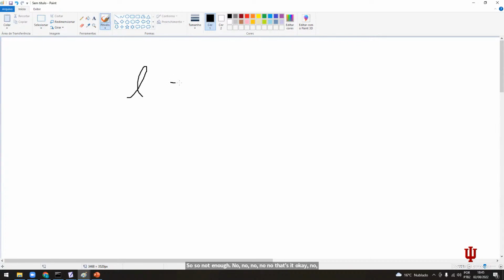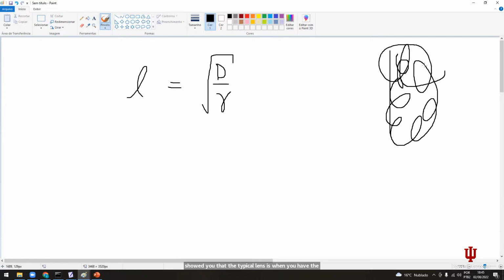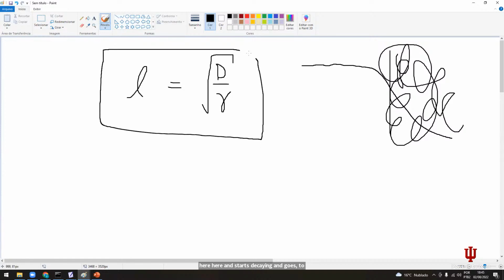Now I will really quickly demonstrate one more for you. I will demonstrate the typical length. I showed you that the typical length is when you have the cells here in the tumor, for example, and the field is here, and starts decaying and goes to 0. Okay. How can I get this?